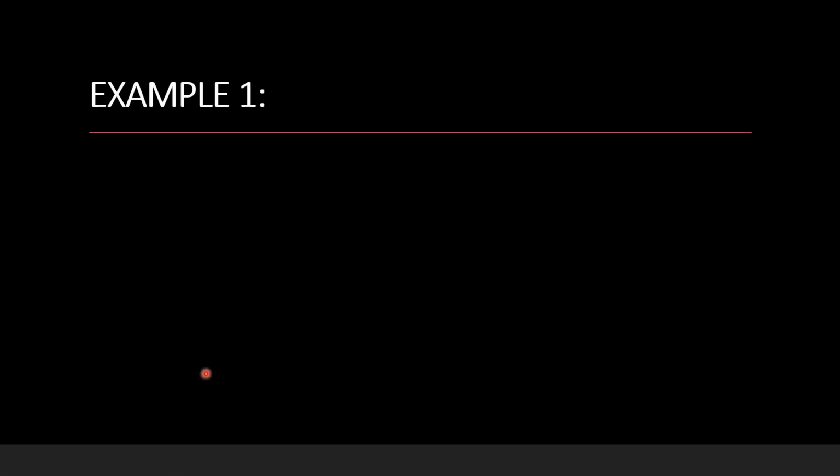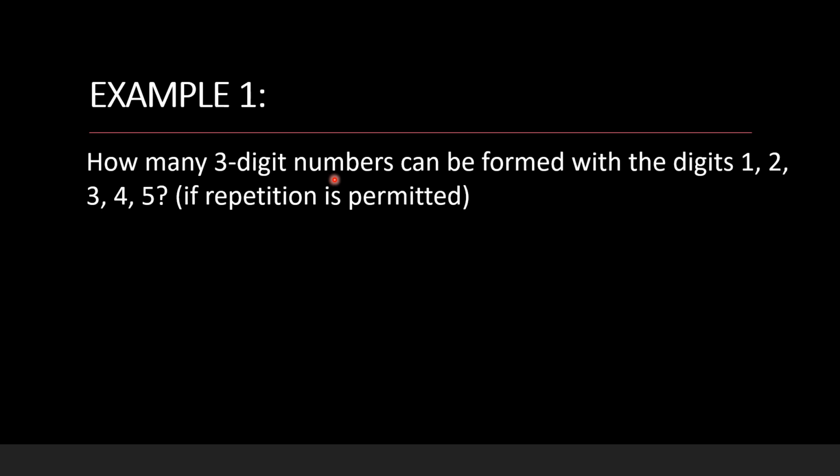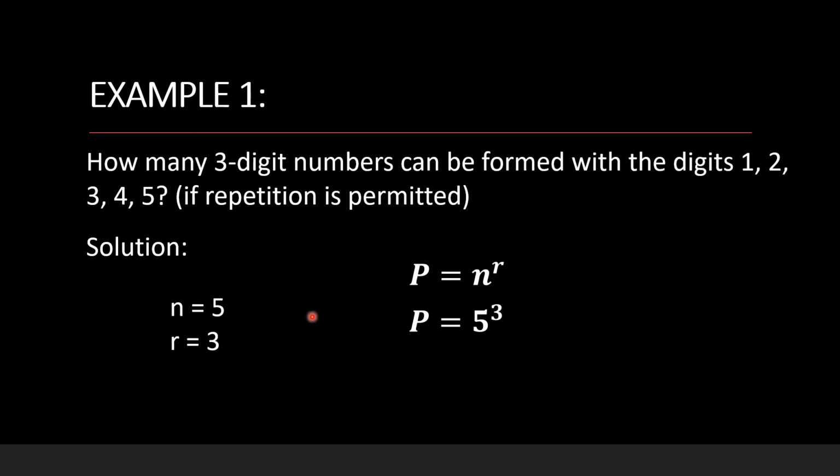Let us deal with example number 1. How many 3-digit numbers can be formed with the digits 1, 2, 3, 4, 5 if repetition is permitted? For the solution, n is equal to 5, the number of things we are choosing from, and r stands for the number of spots we have to fill. Using the formula P equals n raised to r, substituting n, which is 5, and r, which is 3, we have 125 permutations.